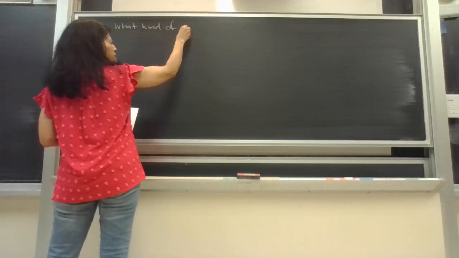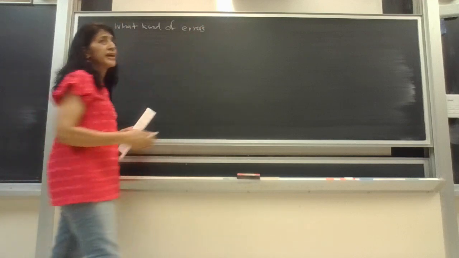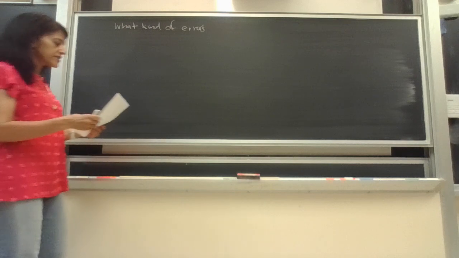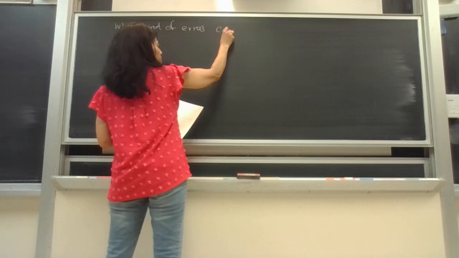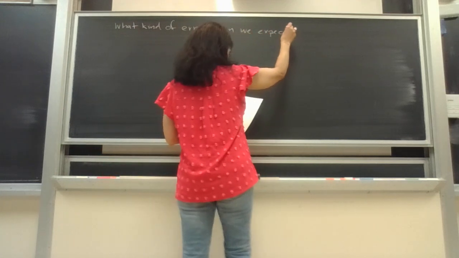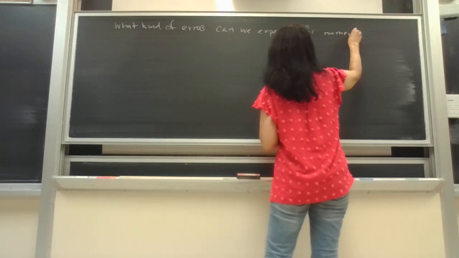I don't want to spend too much time on this. I actually don't want to ask any questions on the test about this, because if you learn this, you will learn it in a numerical analysis class. That's where they spend a lot of time worrying about errors. But what kind of errors can we expect for numerically solving this thing?